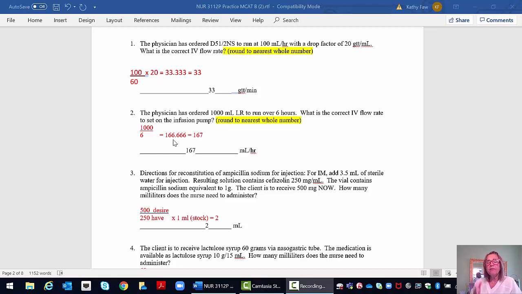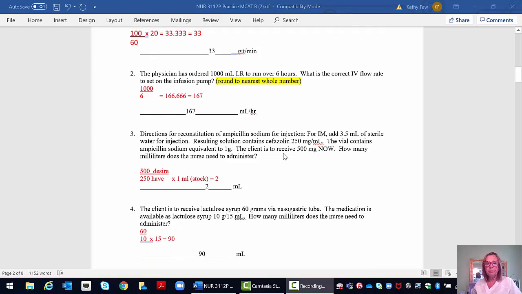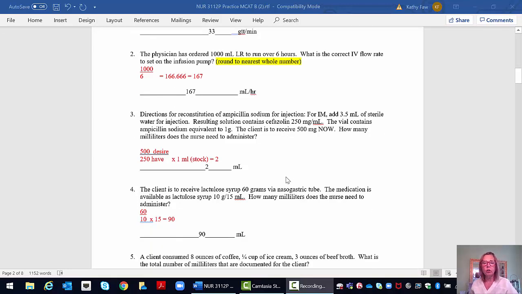167. Remember, 5 and greater, you round up, okay? So that would be 167. All right? Any questions with that? Please get with your instructor.